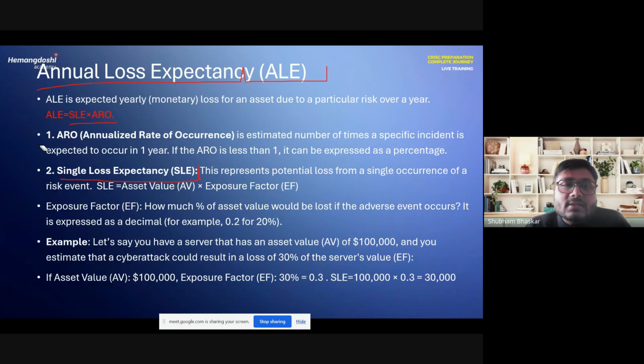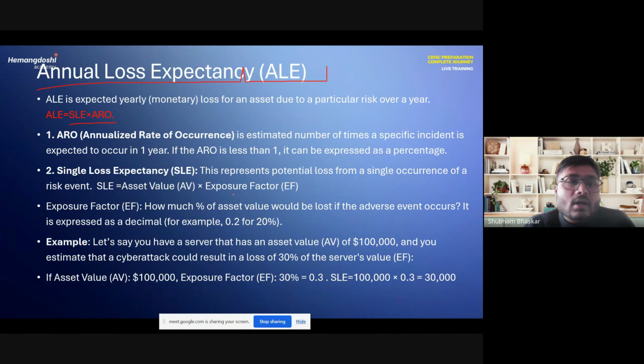Now, what is asset value? Asset value is the price of the asset. And exposure factor means, if the asset is hit, how much of the asset would be exposed. Sometimes, if an incident happens, it is not mandatory that the entire asset is damaged. Sometimes 20% of the asset is damaged, sometimes 30%, sometimes 100%. But we need to have a percentage.